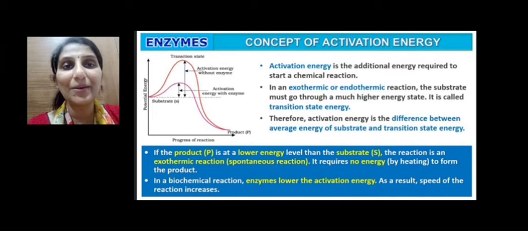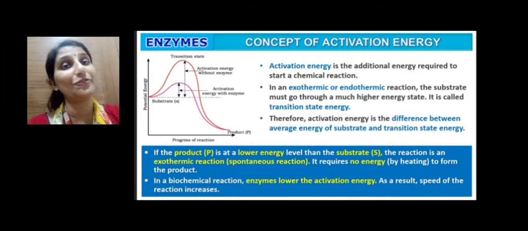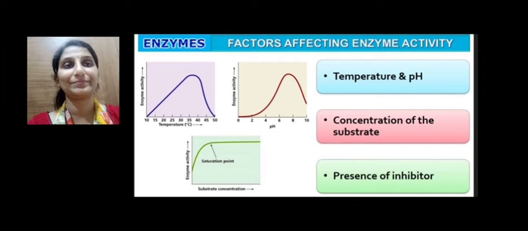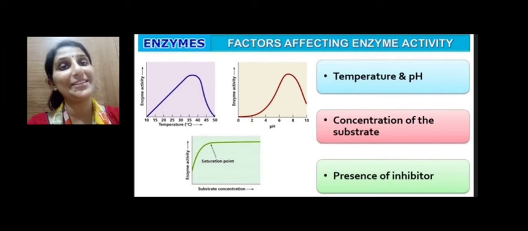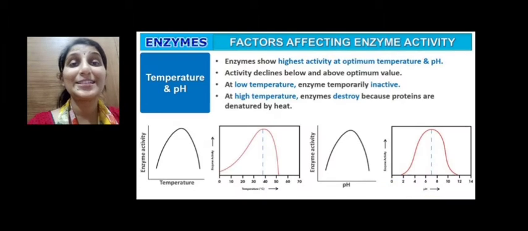How does it speed up a reaction? By decreasing the activation energy. As a result, the speed of reaction increases. So now let us learn about the factors affecting enzyme action. They are temperature and pH, concentration of the substrate, and presence of inhibitor. So let us learn how these factors influence the rate of reaction.